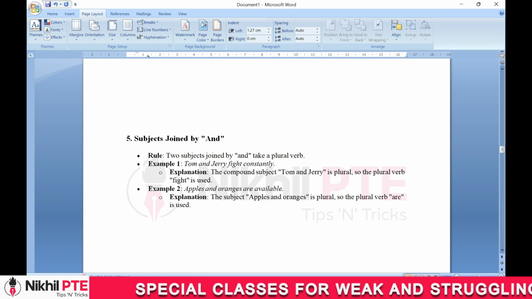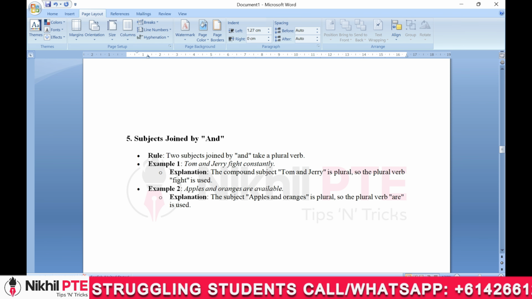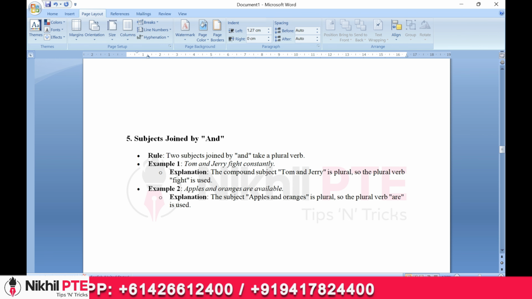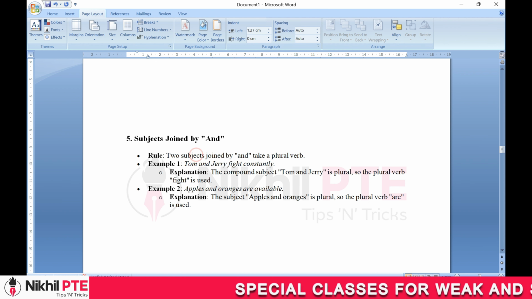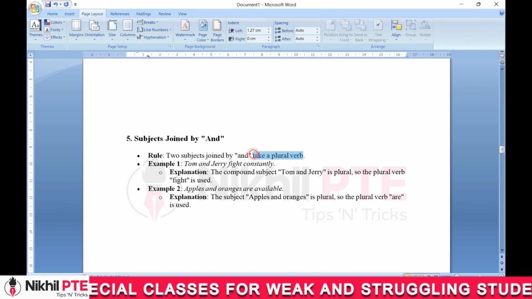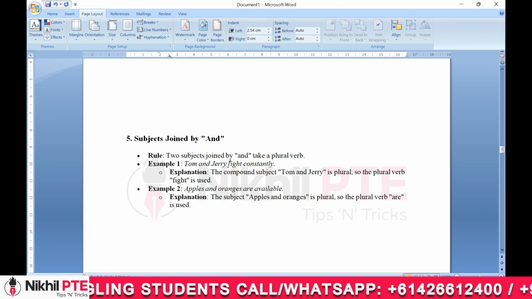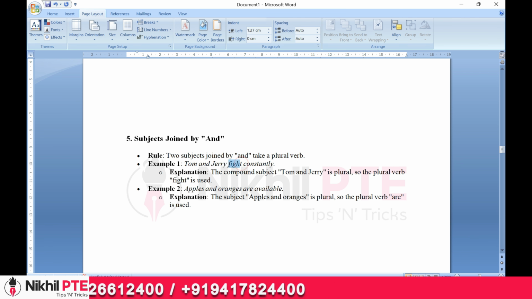Subjects joined by and. Sometimes in filling the blanks, or if you want to use and in the writing section, you have to worry about how you can make sentences, and whether that sentence will be plural or singular. So when we are talking about two subjects joined by and, take a plural verb. So here Tom and Jerry, we are talking about two subjects. Then we will take a plural verb. So s or es will never come after the verb.